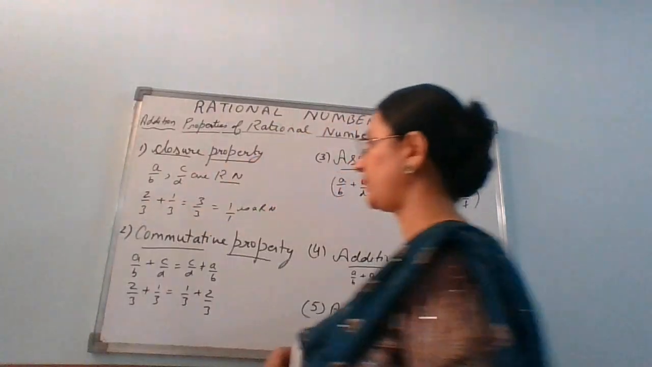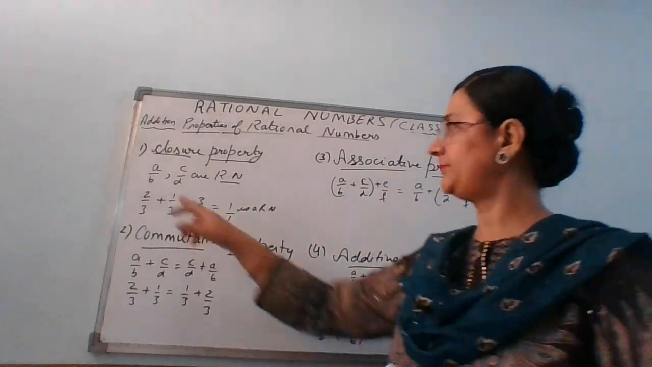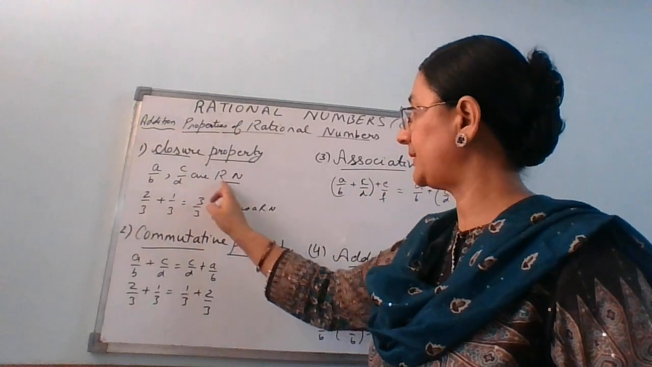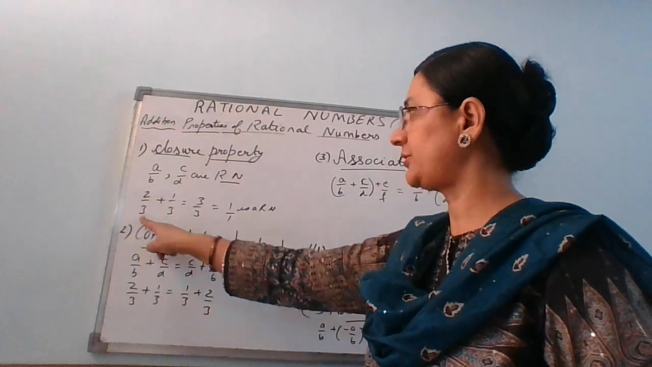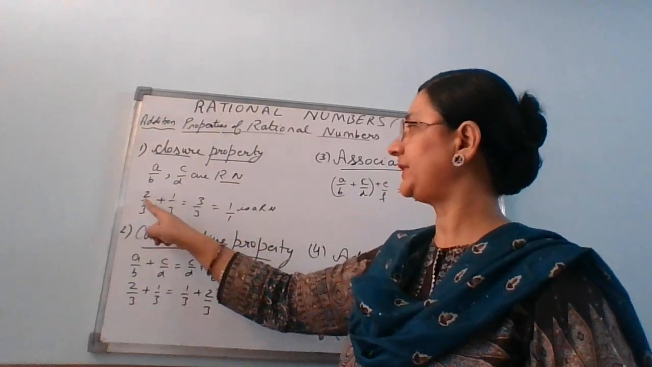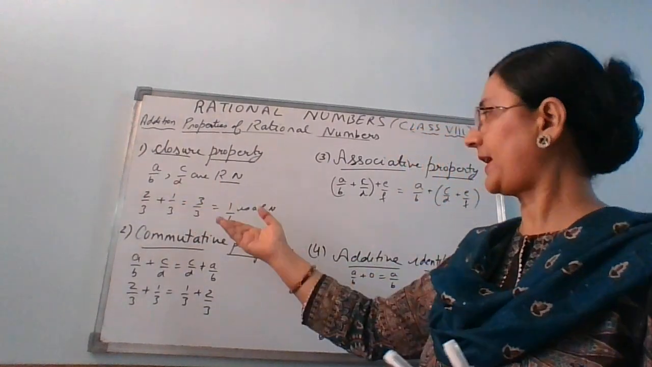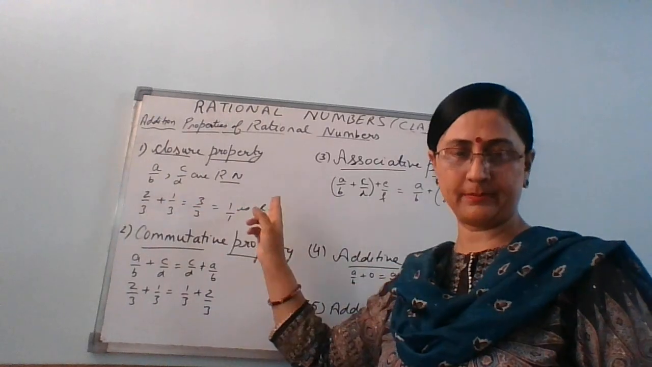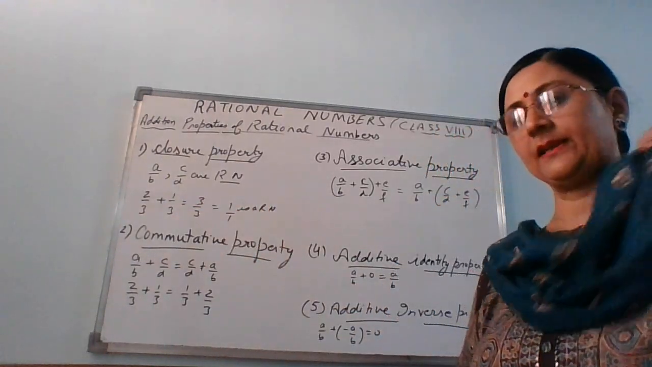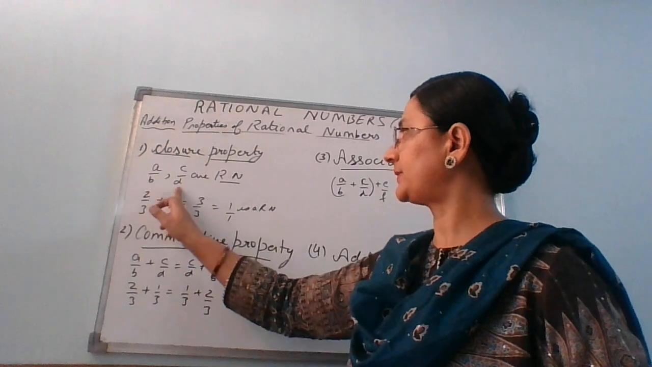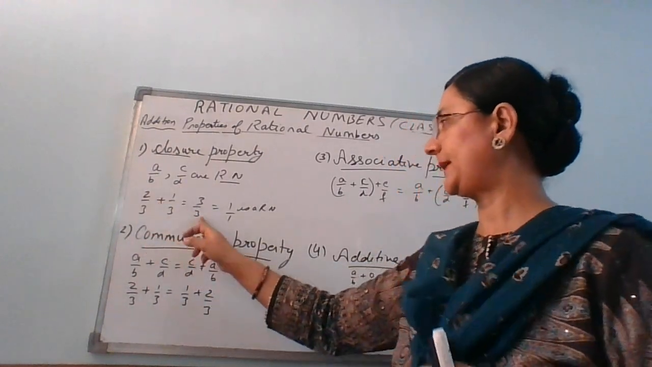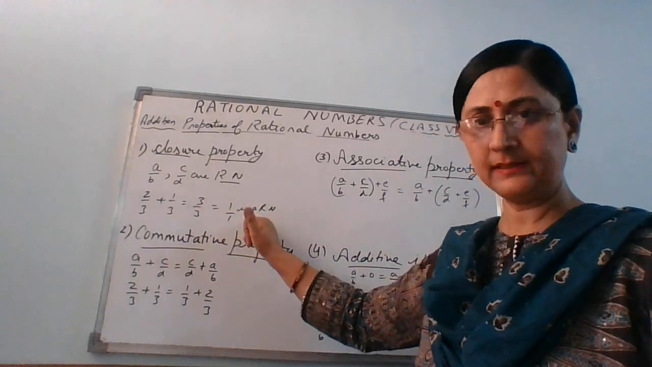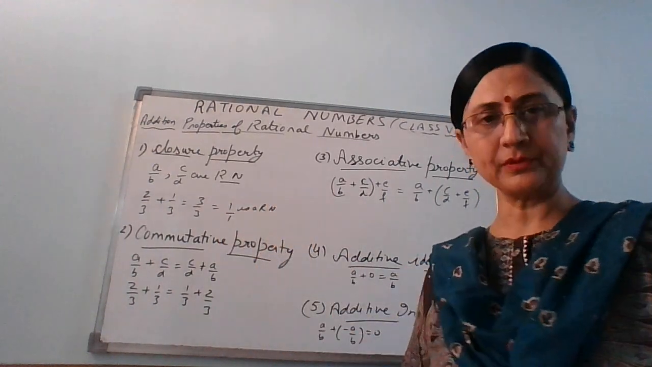Now, closure property. What is closure property? If we take two fractions like a by b or any other c by d, if they both are rational numbers, so when we add them, we get a number, a fraction, which is also a rational number. So when we add two rational numbers, we get a rational number. So this is a closure property. जब हम दो rational numbers को add करते हैं, तो हमारे पास जो number आता है वो भी rational number होता है. Means to say this thing, right? I hope it's clear.